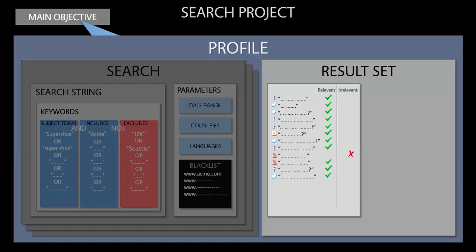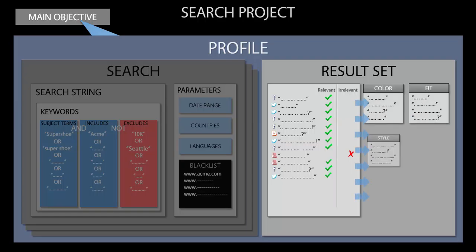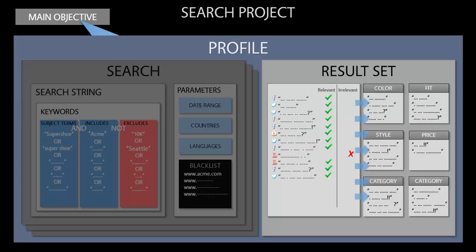Once you are satisfied with the relevance percentage of your result set, you can organize the result set into categories. Categories are subsets of your result set, which you can define in numerous ways. SM2 also automatically provides some default categories for you. In our Super Shoe example, you might want separate categories for content which mentions color, fit, style, and price. Categories can be used in reporting to compare these subsets.